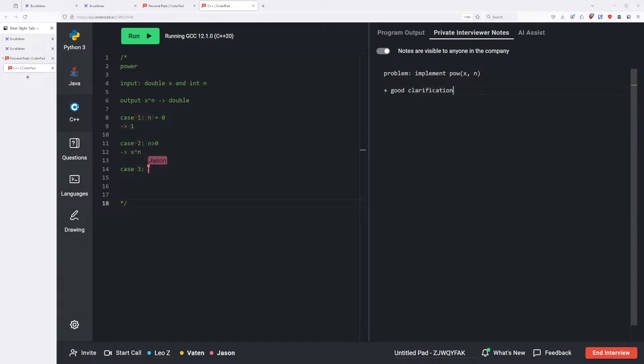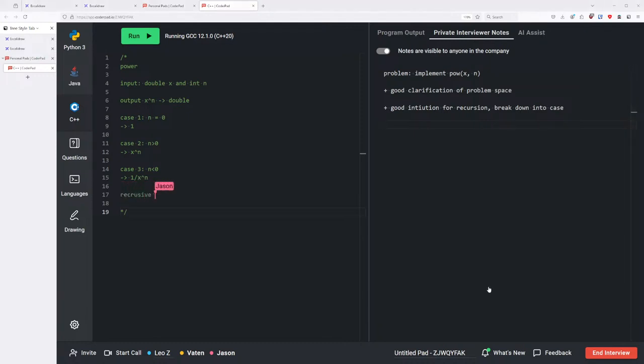And then case three is if n is a negative number, so if the power is negative, then it would be 1 divided by x to the power of n, right? Yes. So I think we can split it into these three cases, and then we can have some kind of recursive function to compute x to the power of n. Okay, yeah. I mean, you need to go into more detail, but that's a good start.